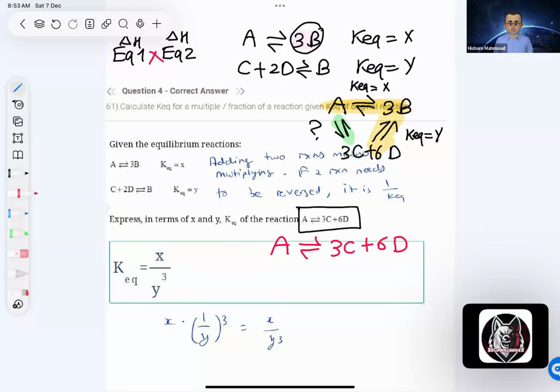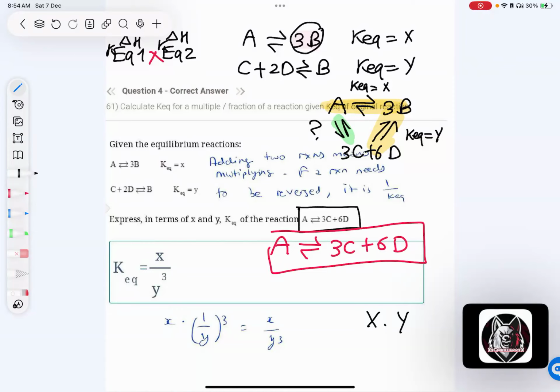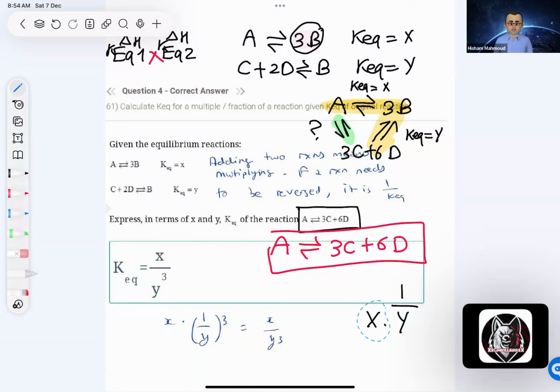So if you want to find the value of the third one, multiply the K equilibrium of the first one and the K equilibrium of the second one. So the K equilibrium of the first is X and the K equilibrium of the second is Y. But take care, Mister. What did you do to Y, Yasin? Did you reverse it or you kept it? I reversed the equation Y. So instead of Y, it will be 1 over Y.